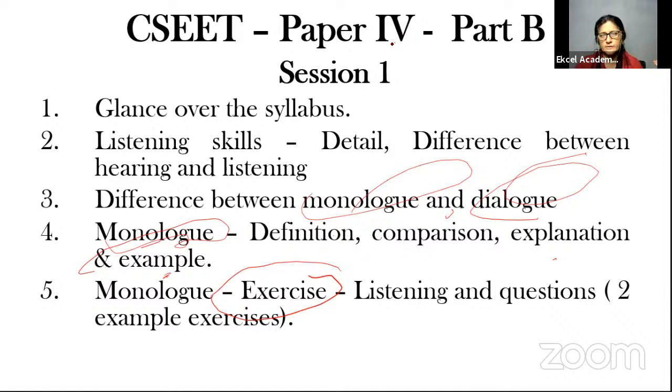So today, what are we doing? We'll understand the syllabus, and then we'll know what listening skill is and the difference between listening and hearing. And then the difference between monologue and dialogue, and we'll start focusing only on monologue today. We'll have an activity to understand better.